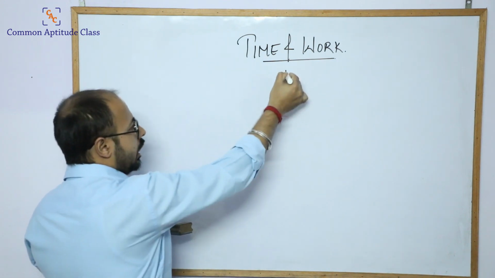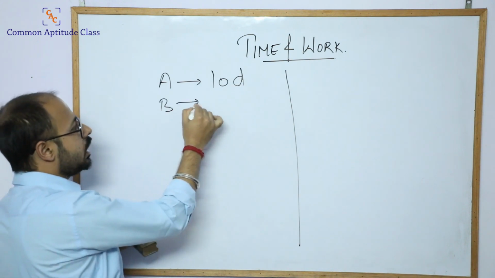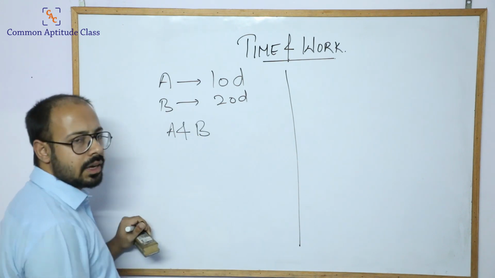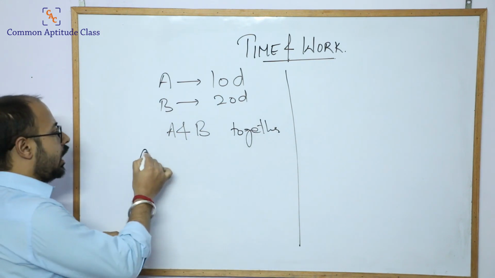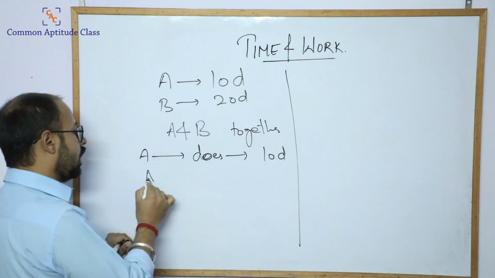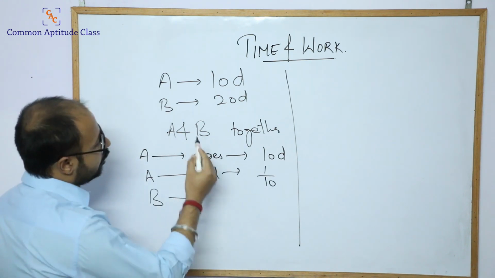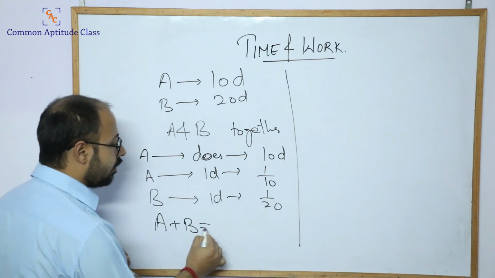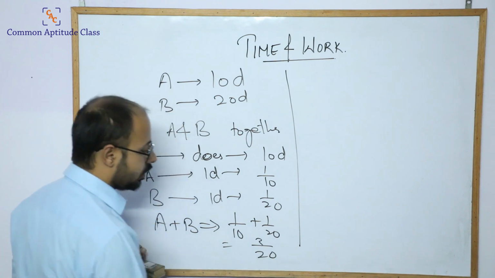So basic way, A can complete a work in 10 days. B can do the same work in 20 days. In how many days A and B can complete the work if they work together? So, how can we do that? A does work in 10 days. So, A 1 day work is 1 by 10. B same 1 day work is 1 by 20. So, A plus B collectively 1 day work is 1 by 10 plus 1 by 20, that is 3 by 20.